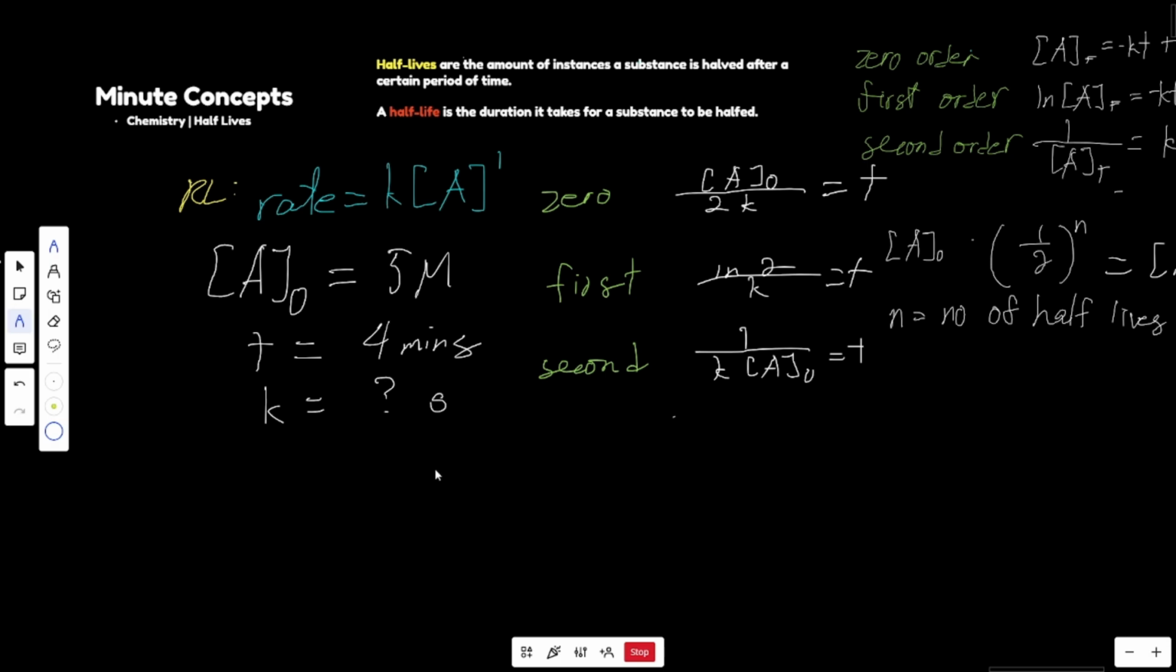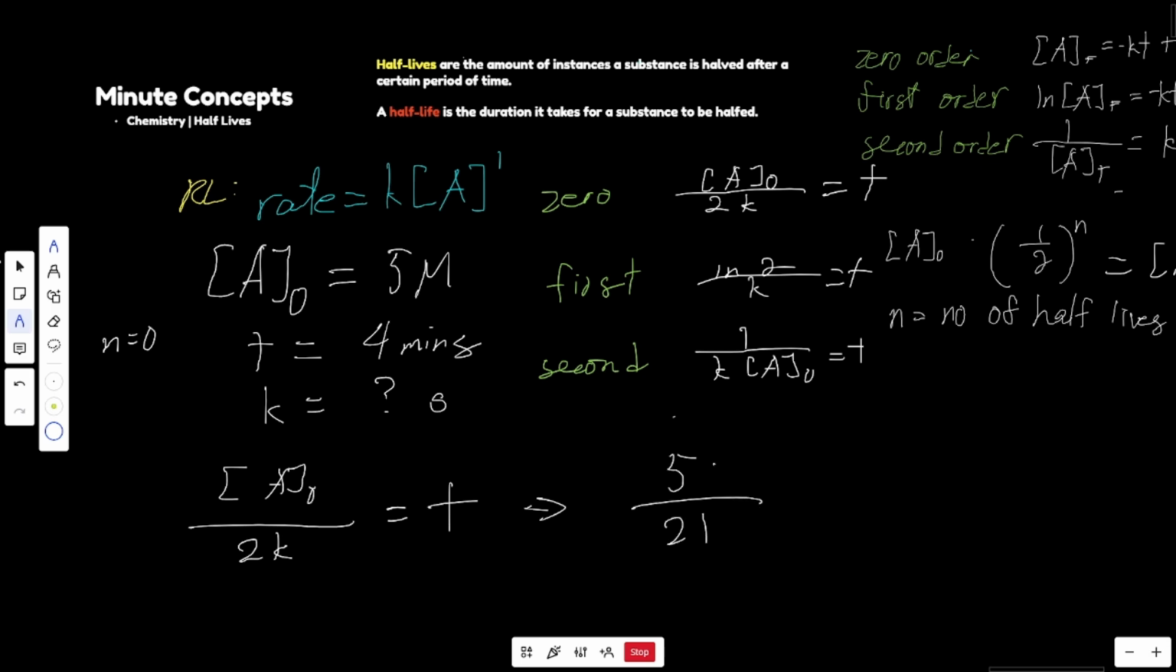So now it's a bit different because we're given the answer in minutes and we want it in seconds. So how do we approach this? Well, let's take a zero order reaction. Let's just plug in our values. Rewriting first, 2K is equal to T. This means that our equation would be 5 over 2K is equal to 4 minutes.